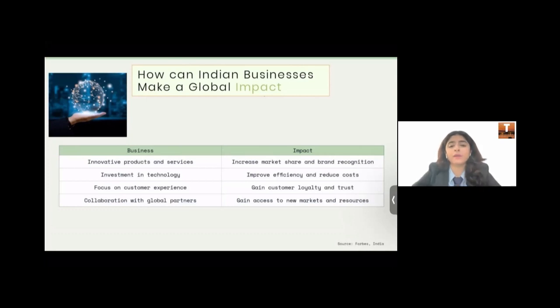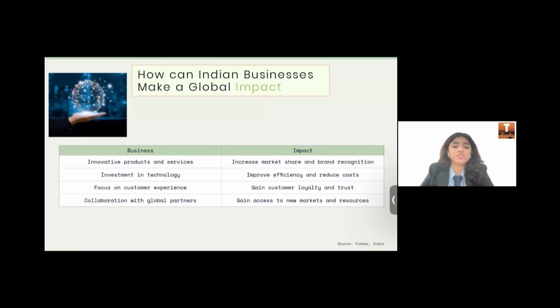So forming strategic alliances and partnerships with global companies to access their distribution networks, technologies, and expertise. You can also see joint ventures happening here, license agreements, or strategic partnerships that can help Indian businesses in entering new markets or expand their reach.